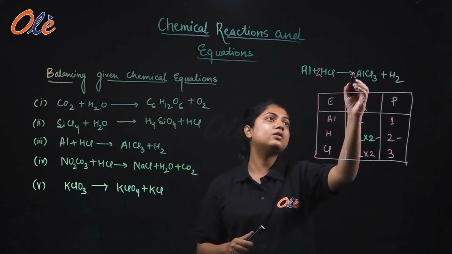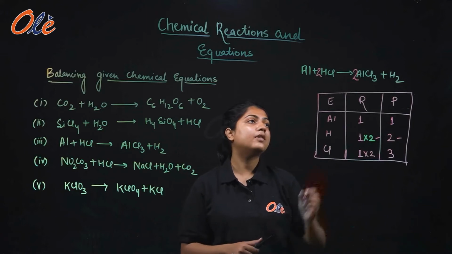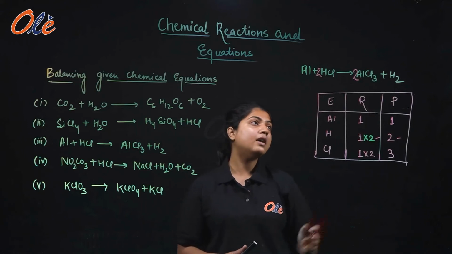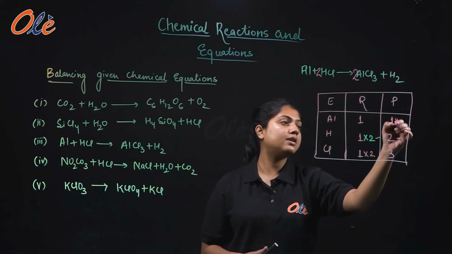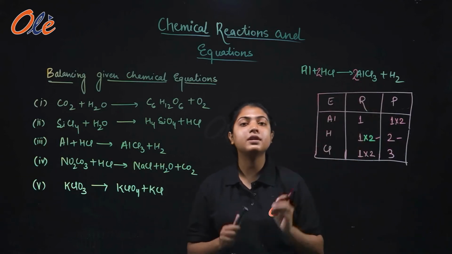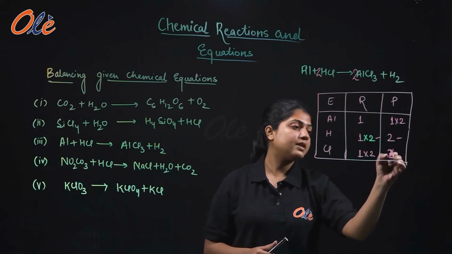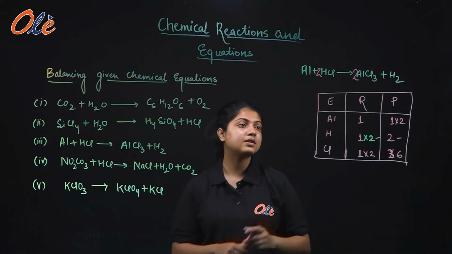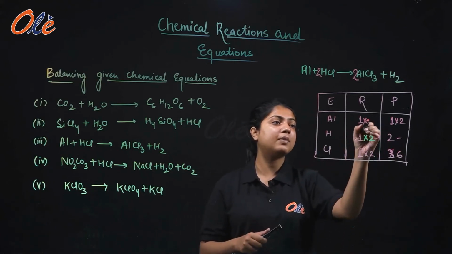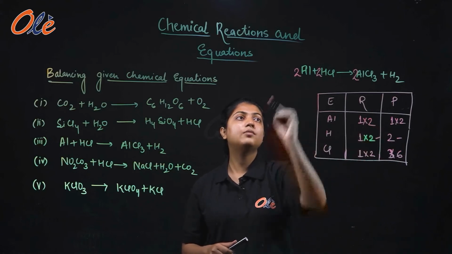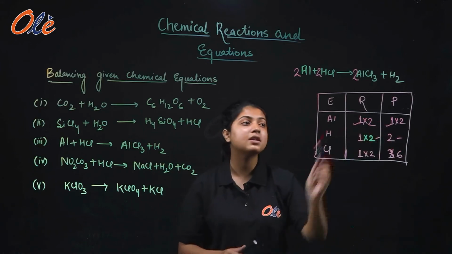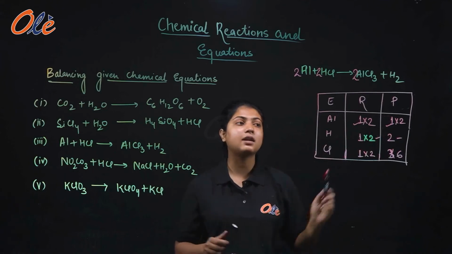Let us multiply this whole by 2. Okay, we are multiplying this whole compound, aluminium chloride, by 2. Now, because we have multiplied in the product side, the number of aluminium atoms increases and the number of chlorine atoms also increases, and it has become 6. Number of chlorine atoms has become 6. Because the number of aluminium atoms has increased to 2, we have to multiply by 2 here as well. So 2 aluminium atoms. Again, aluminium atoms are balanced. Balanced means equal on both sides, that is reactants and products.